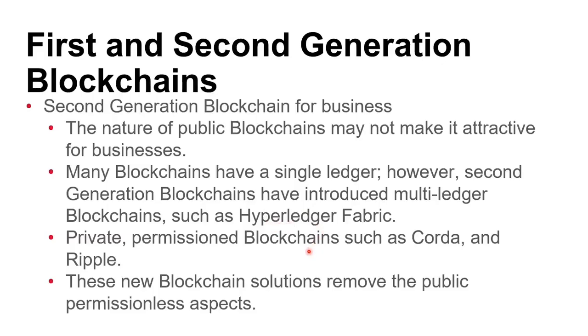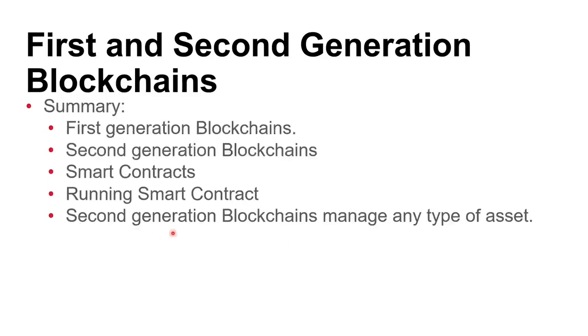that has multiple ledgers. And we already talked about private and permissioned blockchains such as Corda and Ripple. And these new blockchain solutions remove the public permissionless aspects. So here we talked about first generation blockchains, second generation blockchains. I just want to quickly go in and show a demo of a smart contract.